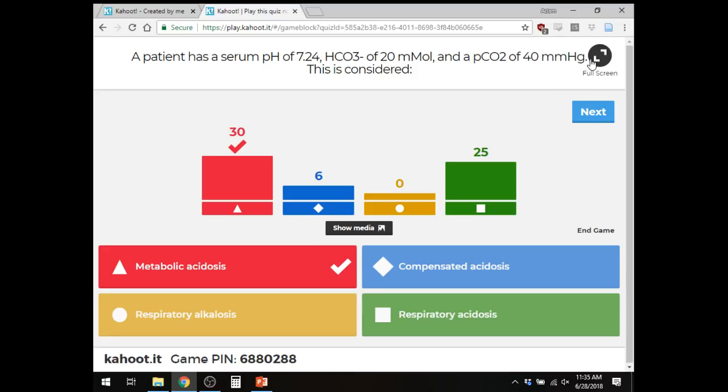Perfect. Now, if this was compensated, what would you expect the PCO2 to be? Say we normalize the pH but keep the bicarb the same. In order to normalize that pH, the PCO2 would have to go down. The patient would have to start to hyperventilate to blow off that CO2 to get a compensated metabolic acidosis. Does that make sense? That's the sort of thing you might see on any test you have coming up in the next couple of days. Just a suggestion.